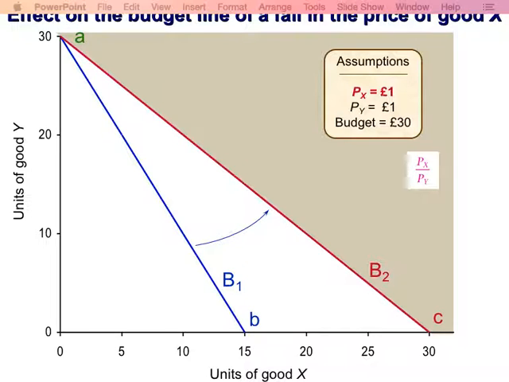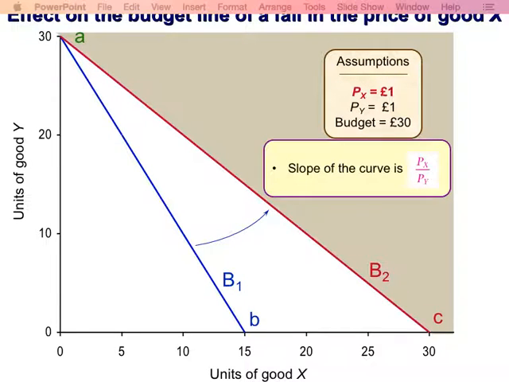Because now the price declined. If you spend all your cash on X now, you can get 30 units of X, not 15 as when the price was 2. So it just swings to the right, or pivots around point A in this case. And we already defined what the slope is. The slope is this formula, the price of X over the price of Y. In our original case, the slope was 2. In the new line, the slope is now 1. 1 over 1 gives you 1. You can also use this formula: 0 minus 30 over 30 minus 0 for the new curve gives us 1.